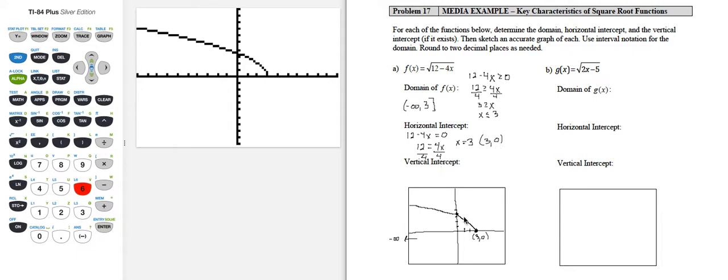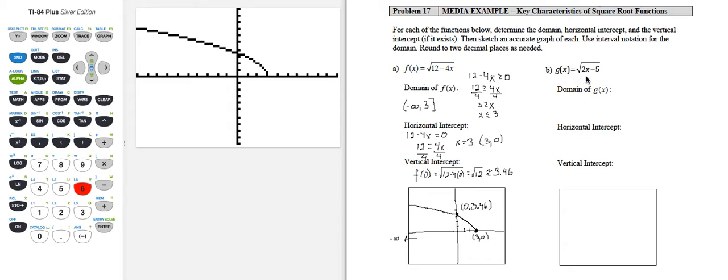Now the vertical intercept, this point right here, I'm going to evaluate f of 0 because my ordered pair here is 0, comma something. So I'm going to take that 0 and replace x with 0 inside the function. So I get the square root of 12 as a result. And if I compute that on my calculator, I'm not going to do those steps. I think you know how to do that. But I'm going to get 3.46. So there is my vertical intercept.